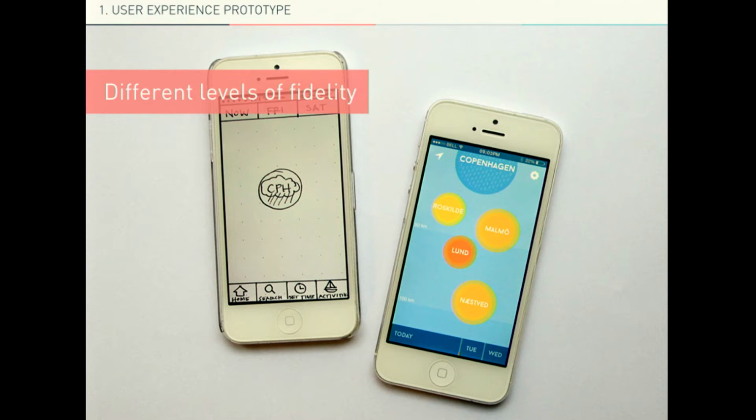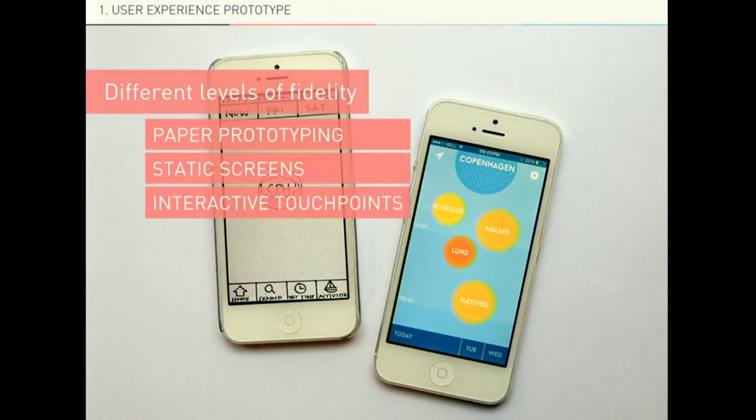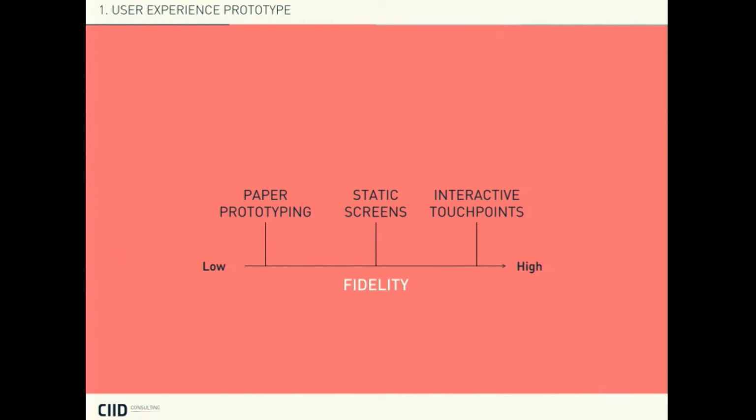We normally prototype in, like I divide it into, 3 categories. One is paper prototyping, one is static screens, and the third one is interactive touchpoints. And I tried to put these formats, for better clarity, on a scale from low to high fidelity. Normally, we start with paper prototypes and, going through defining the concept better, we might pass to static screens and interactive touchpoints.